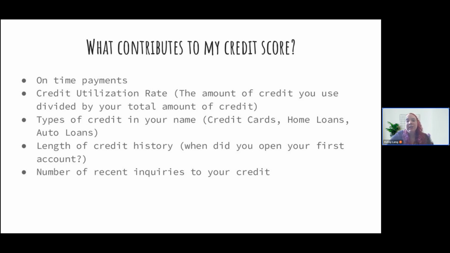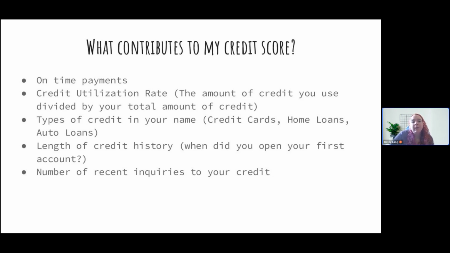Credit utilization is probably the second most common thing that creditors look at, which is the amount of credit you use divided by your total amount of credit. So if you've got a credit line of $12,000 and you put $6,000 on that card, you're at 50% utilization. And generally, they like to see that around 30 or less. So that is something that can affect your score as well.